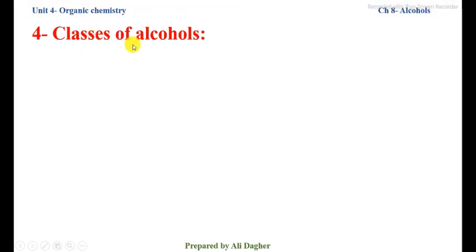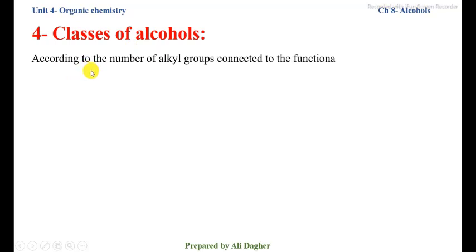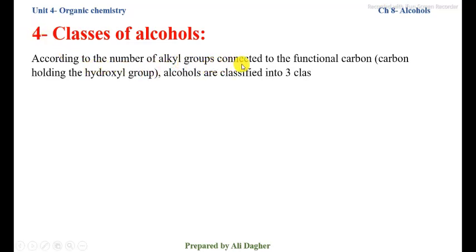4. Classes of alcohol. We have 3 classes of alcohol, according to the number of alkyl groups connected to the functional carbon. We have said that the functional carbon is the carbon holding the hydroxyl group in case of alcohols. Alcohols are classified into 3 classes. Alkyl group is the group formed of carbon and hydrogen.